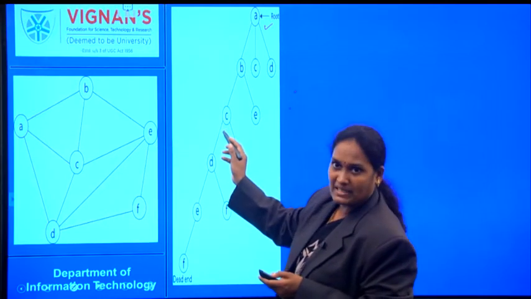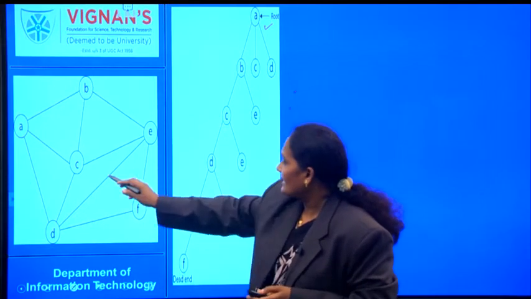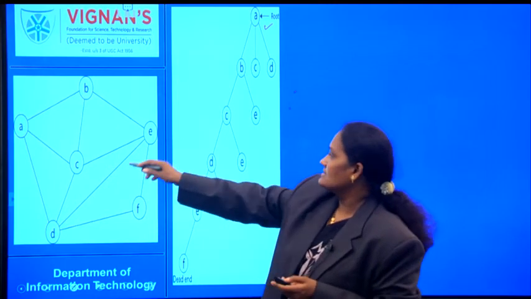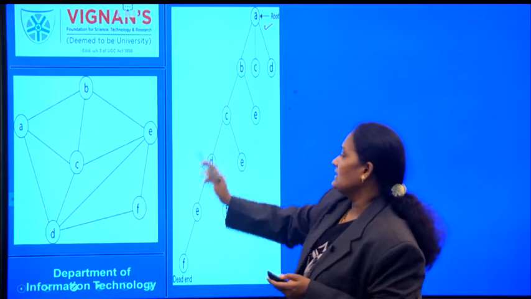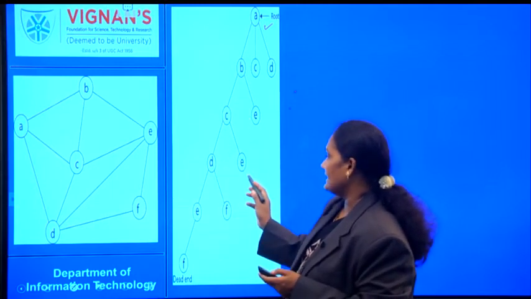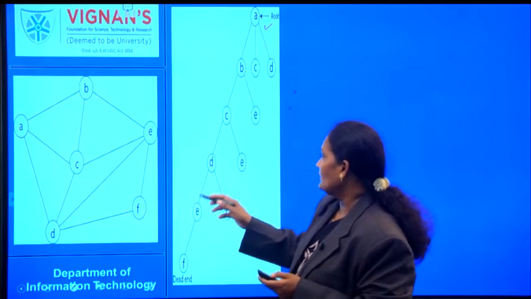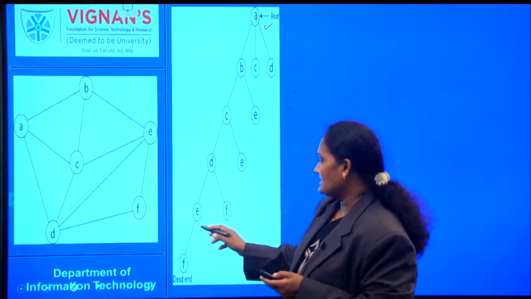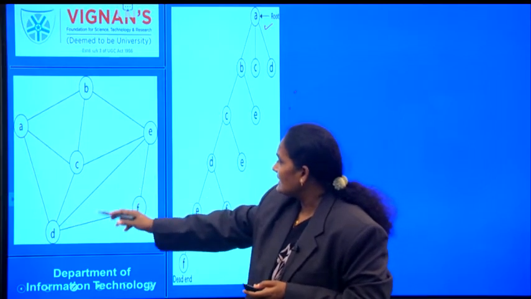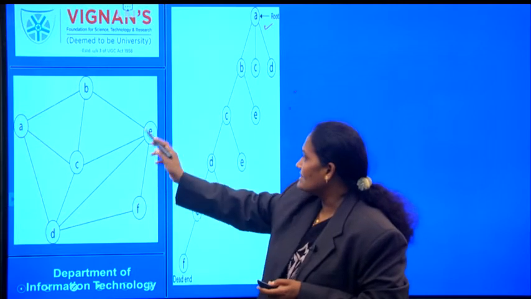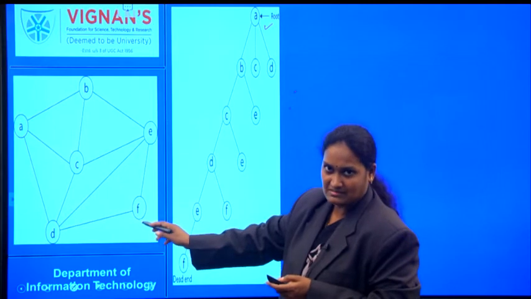Now from C, I can move to D or E. A and B are already in the path, so we take only the two, D and E. If I consider D, from D I can move to E and F. If I consider E, from E I can move towards C, D, B, F, but B, C, D are already in the path, so we have only one option, which is F.